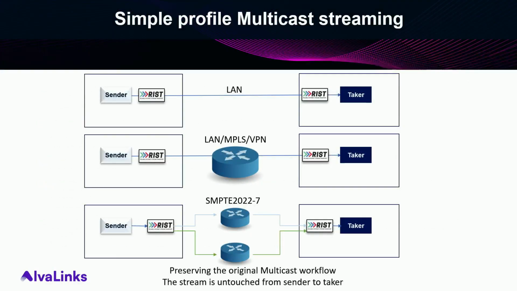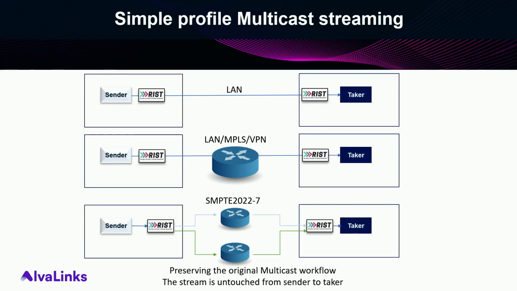So let's see that simple profile multicast streaming. You can see here a RIST sender using a LAN, sending to a RIST receiver. We can do the same with the RIST simple profile, sending that over LAN, MPLS, or a VPN. So that might be an MPLS link to the cloud, or an MPLS over a WAN barrier. If you want extra security over a network, you will use a VPN, for example WireGuard, IPsec, or GRE. All of those support multicasting natively, so you can move simple profile and preserve the flow.